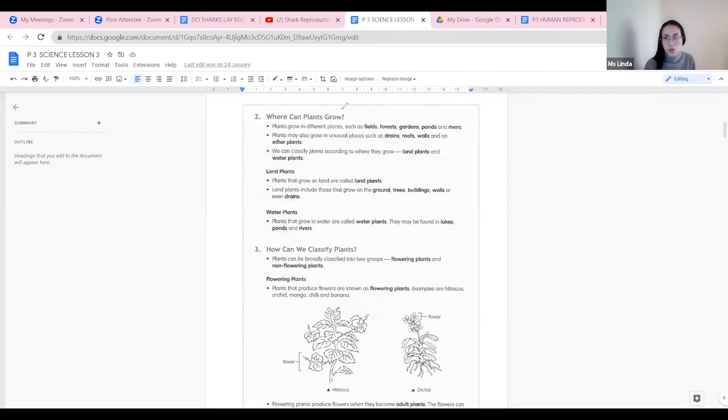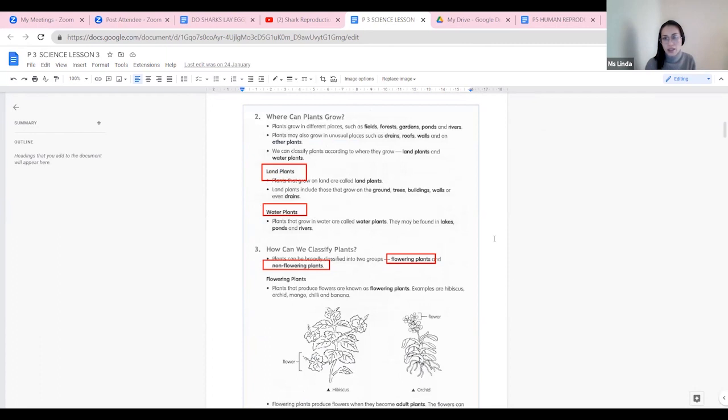Okay, so main thing here, you got land plants, water plants. All right, a classification, how you group them. Of course, flowering and non-flowering. You can draw that in your notebook. Write that down in your notebook.